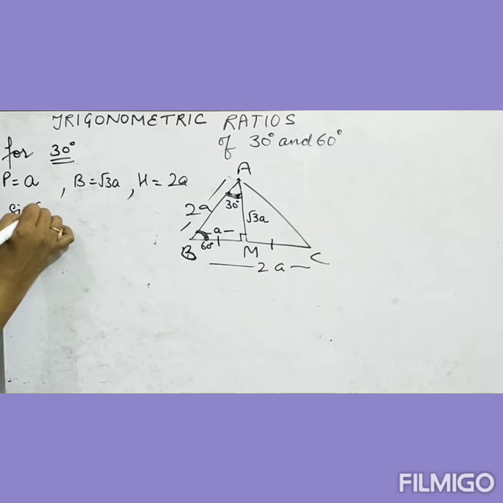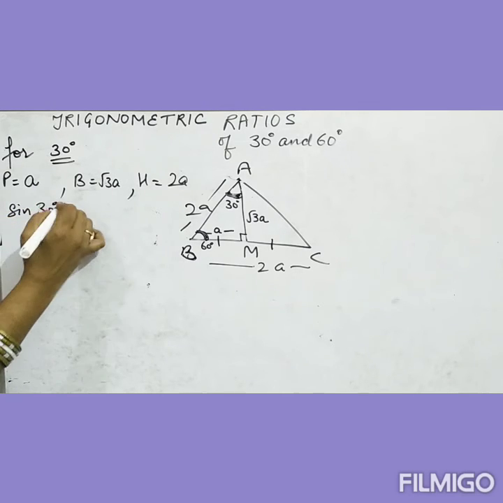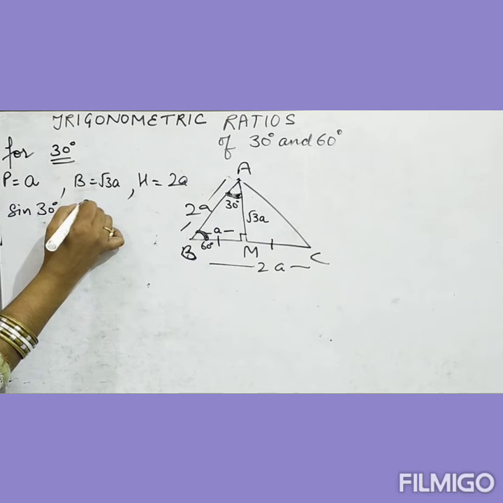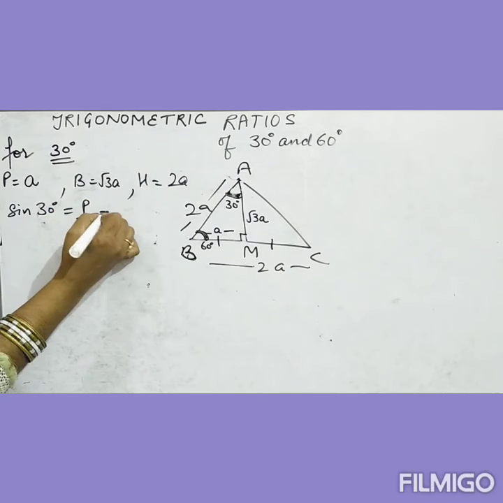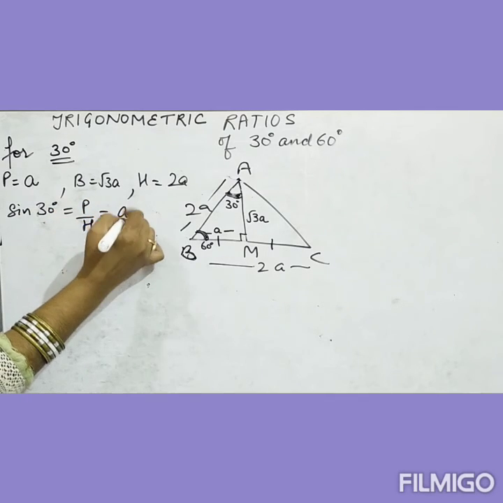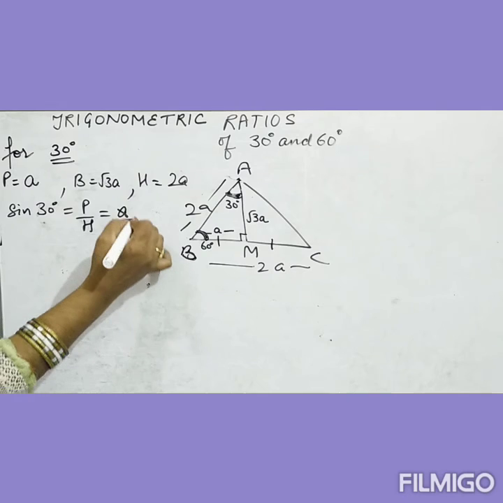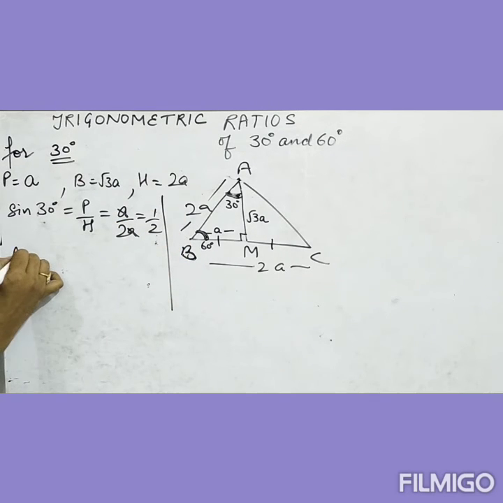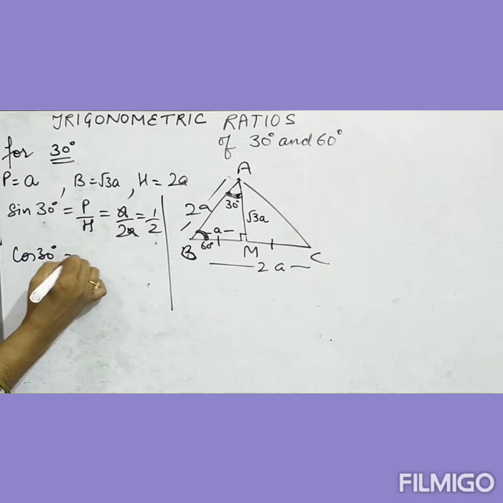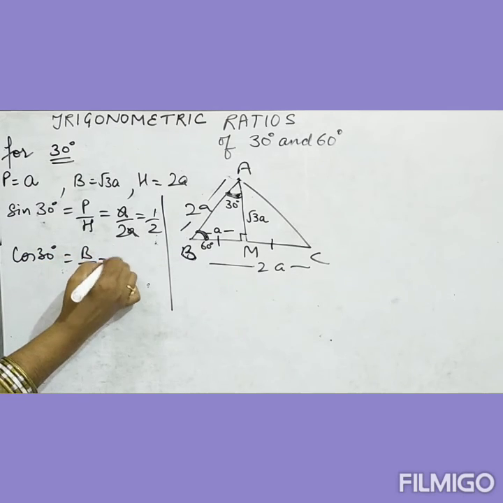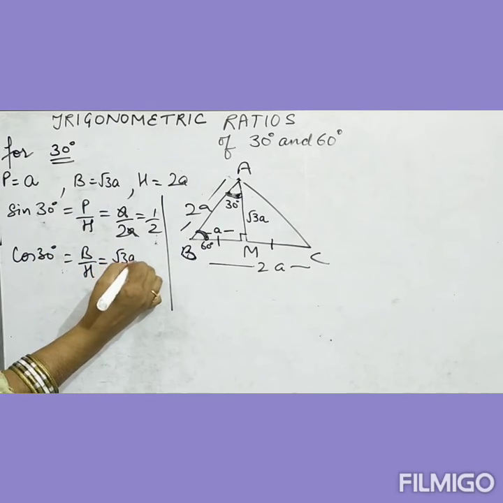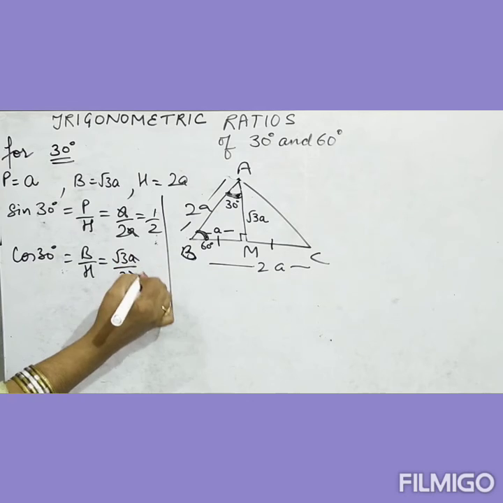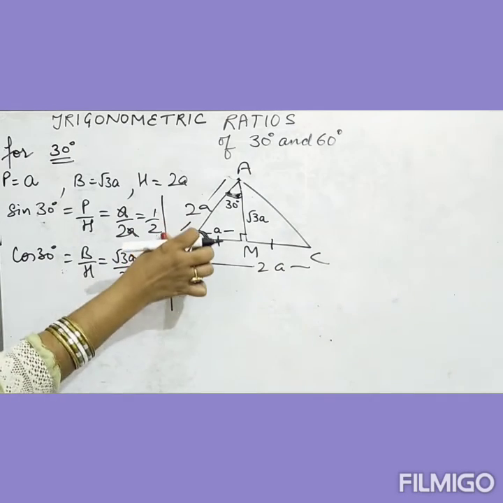Suppose I want to get the value of sine 30. Again, I have the formula for that, P by H. So P means A, H means 2A. This will cancel out. So the value is 1 by 2. Similarly, cos 30 is B by H. That means root 3A by 2A, and it is root 3 by 2.